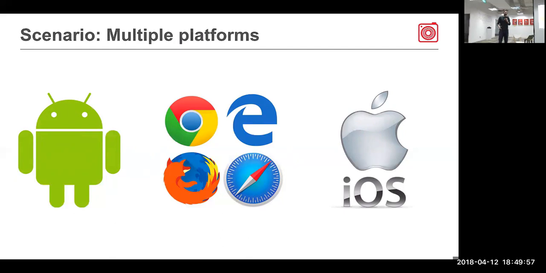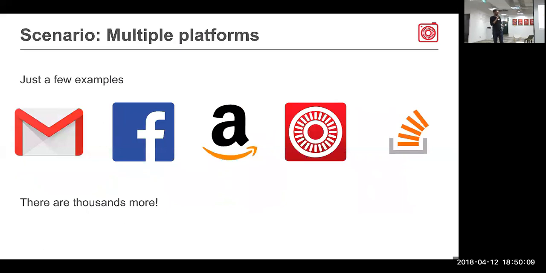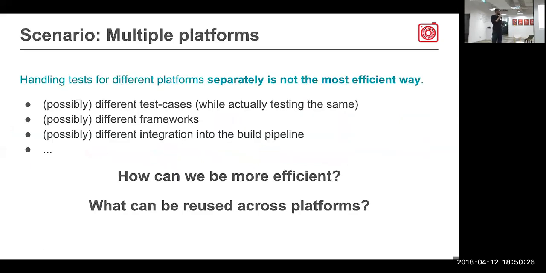Sometimes it's the other way around, like services like Amazon, Facebook, they started with a web application, and then later on they added apps. Here are some more, like Gmail, Amazon, Stack Overflow, which is the one on the far right, we will use that for the demo. The idea is, the system is the same on all platforms, so I would argue that the testing should be similar as well. So the first sentence is basically the key message I would like to bring across, that handling tests for different platforms separately is not the most efficient way, which is my personal opinion.